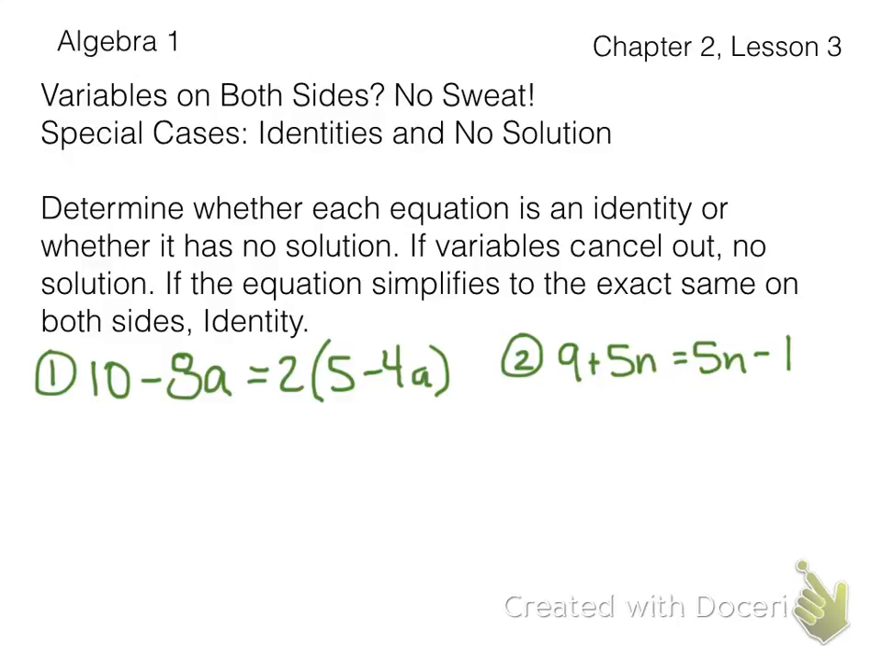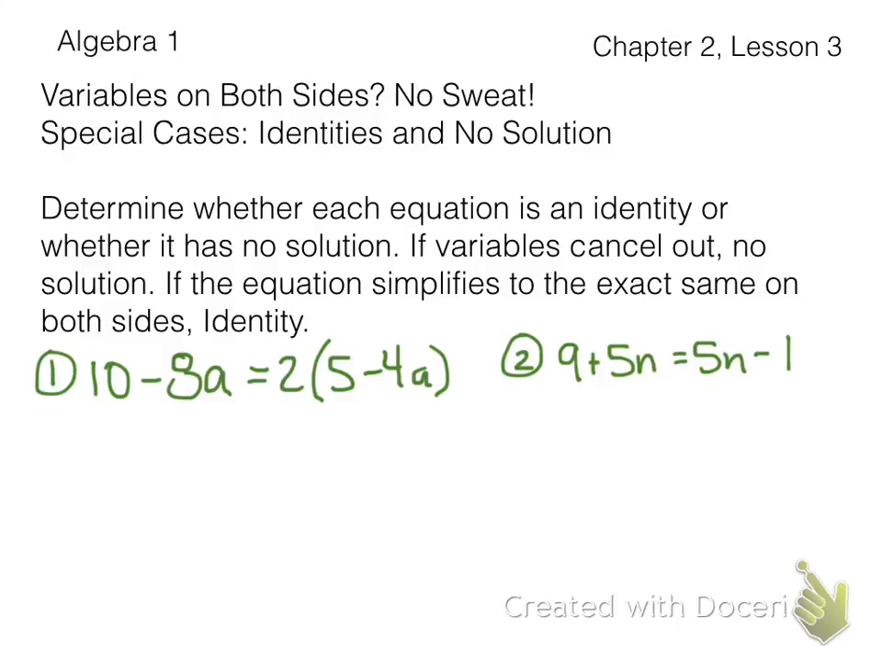Determine whether each equation is an identity or whether there's no solution. An identity means that no matter what number you replace the letter with, it's going to work. No solution means there's no number that would ever work for the variable to give you a true statement. The best way to figure these out is to simplify. If we have an identity, both sides of the equal sign are going to be exactly the same. If we have a no solution situation, both sides are going to look similar but be slightly off.